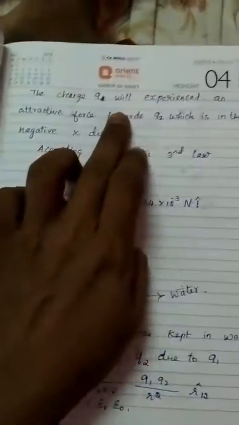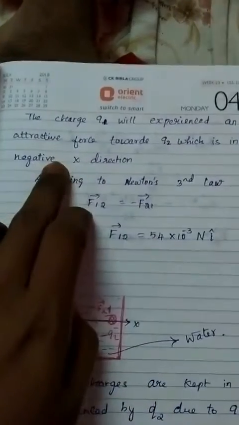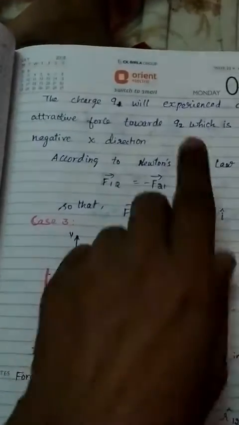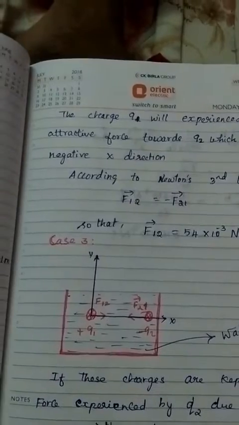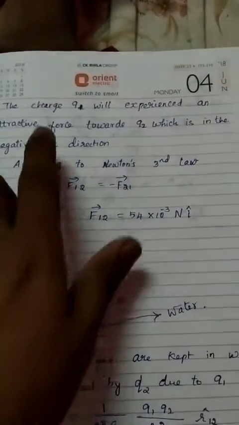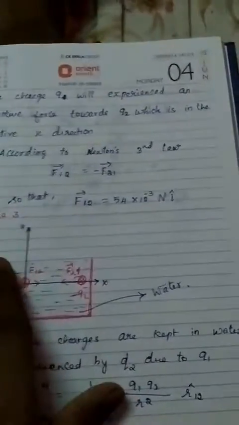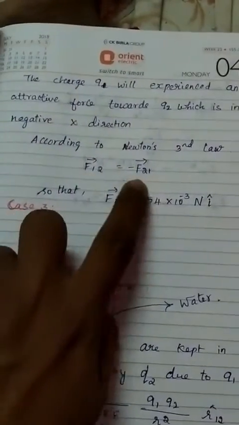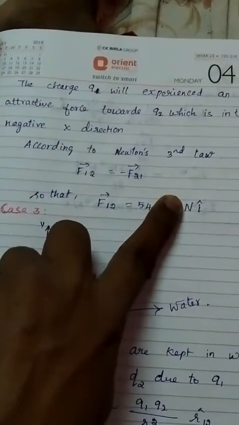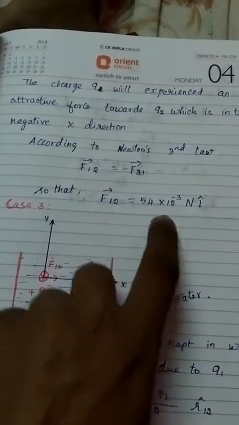The charge Q1 will experience an attractive force toward Q2, which is in the negative x direction. According to Newton's third law, we apply it to find F12. F12 is equal to minus F21, so that means a positive value.